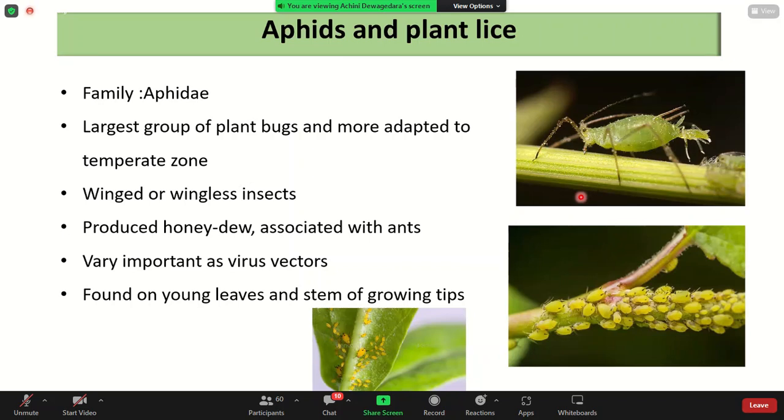So one of the most difficult things with these insect pests is they act as viral disease vectors, right?